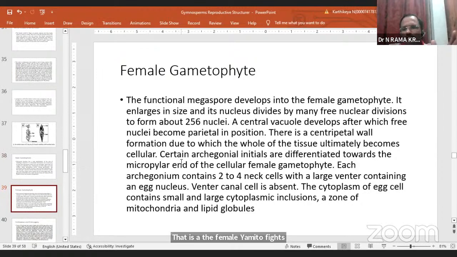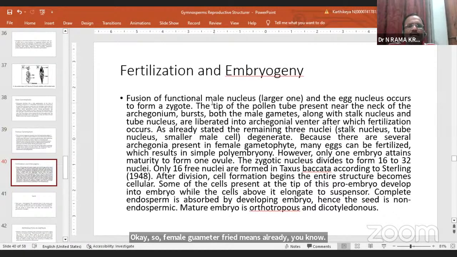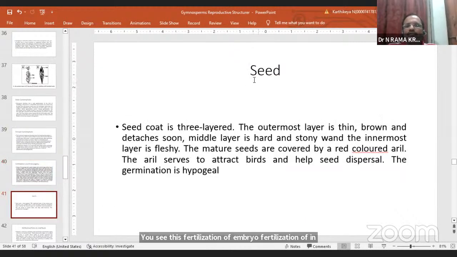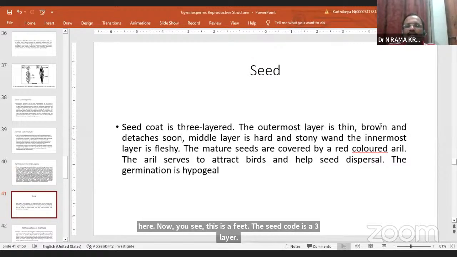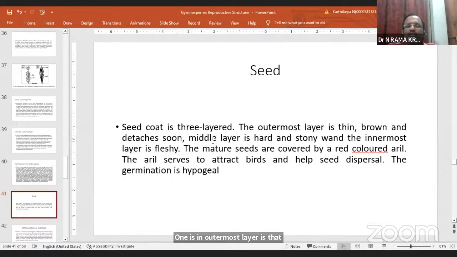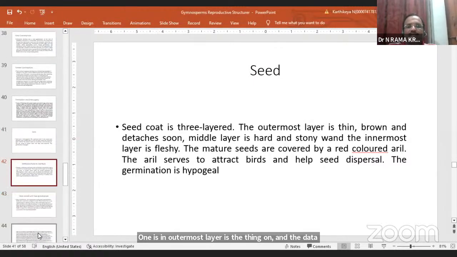Female gametophyte, you already know very well, but it has nucleus-like structures. Now you see here fertilization and embryogeny. Here you see the seed. The seed coat has three layers. One is the outermost layer, a thin one, and the middle layer is a hard one, the stony layer.